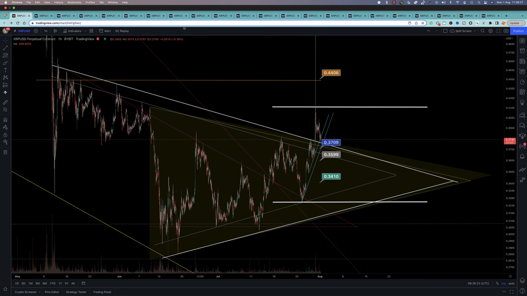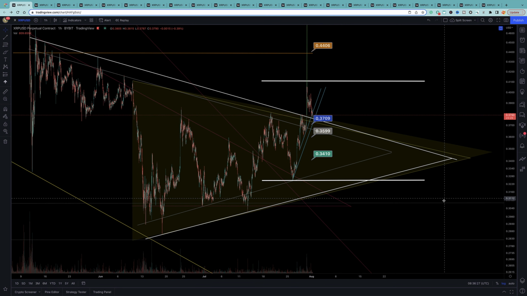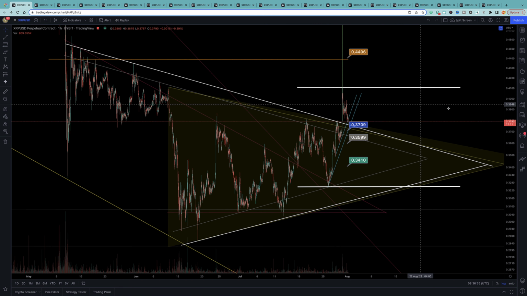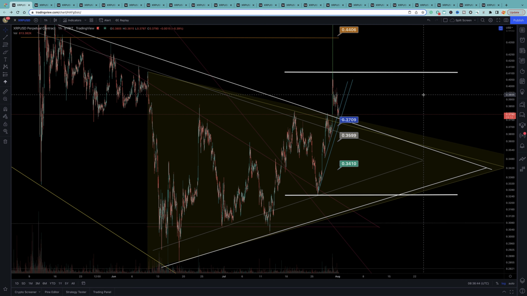Okay, so let's have a look at XRP first. Just in this simple symmetrical triangle here, you can see it's broken out. There was a big change on the monthly, the weekly, the daily. So let's see what it's going to tell us.